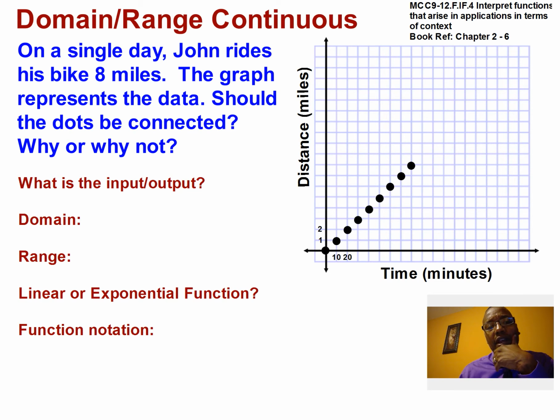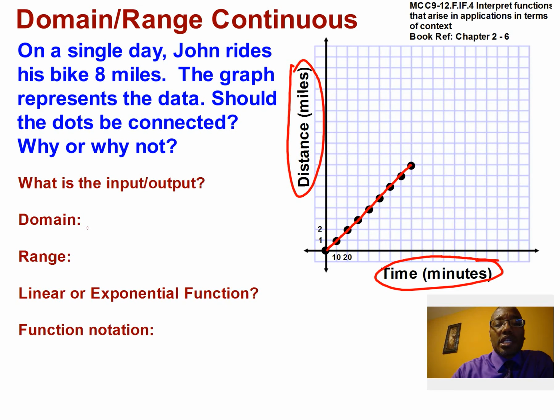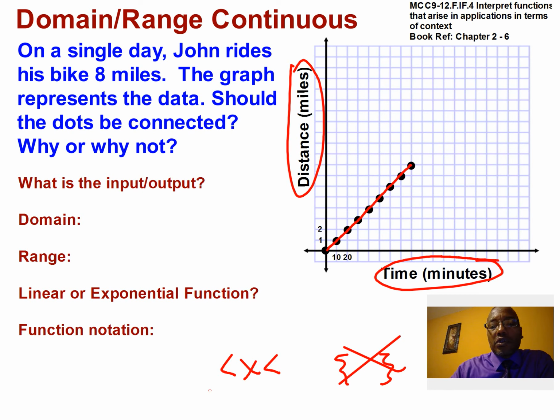All right, so domain and range on continuous graphs. Taking a look at this one, you got to decide whether or not to connect the dots. We do connect the dots in this one because the time is continuous, the distance is continuous, so this is a continuous function. Be careful then, that means don't use the set notation. What we're going to use is the inequality notation for domain and range. So the domain would be from 0, and then domains are 10, 20, 30, 40, all the way up to 80.